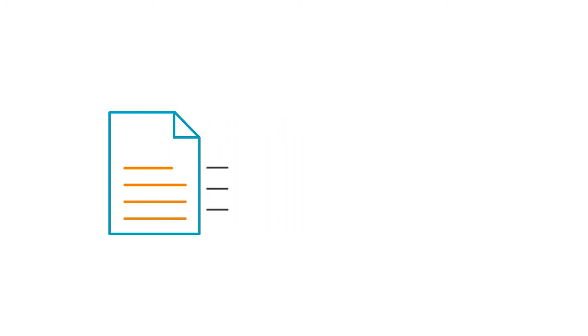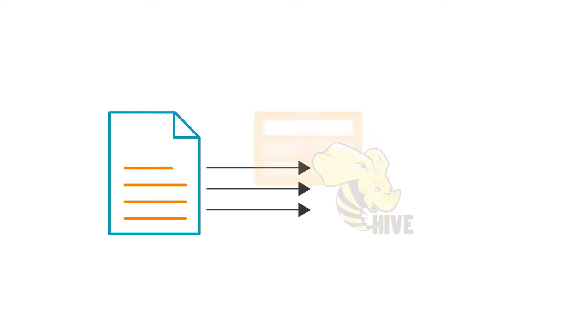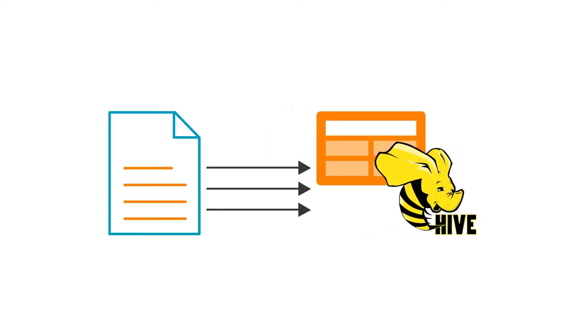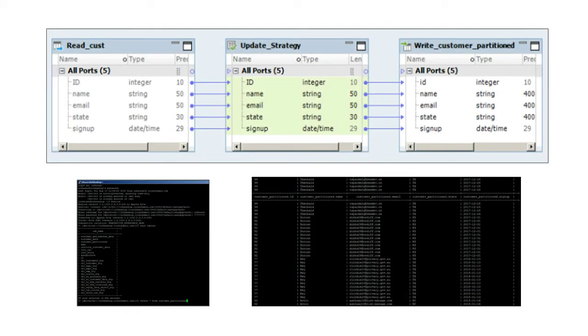You can use the update strategy transformation to perform the transaction. You can read from any source, but the target should be a transactional Hive table. In this video, you will watch how to merge records into a pre-created Hive table by creating a mapping using the update strategy transformation.